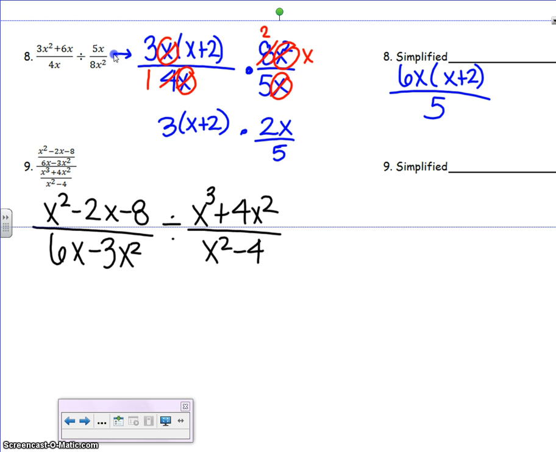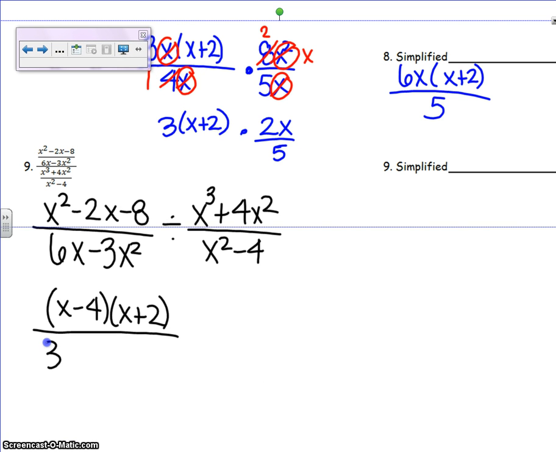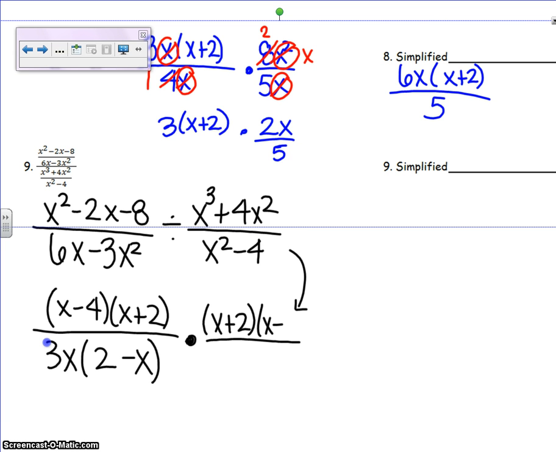So this first numerator is going to factor to x minus 4, x plus 2. My denominator is going to factor out a GCF, and the GCF will be 3x. This leaves in parentheses 2 minus x. Now we're going to make it a multiplication problem as we flip this fraction. So x squared minus 4, that's a difference of squares, that goes in the numerator. X plus 2, x minus 2. And from our numerator, which is now moving to our denominator, x to the third plus 4x squared, our GCF is x squared. We're left with x plus 4.